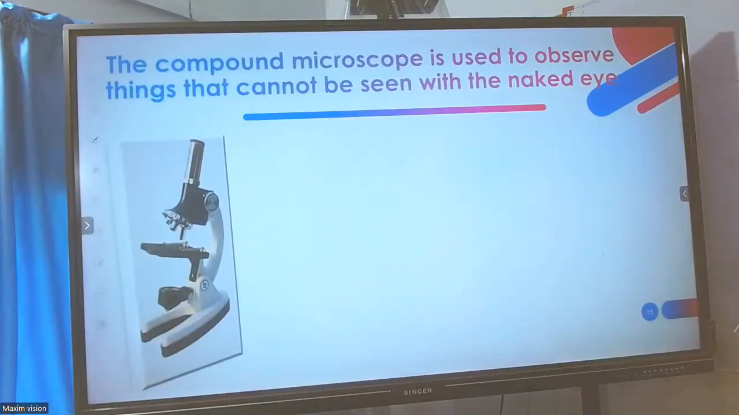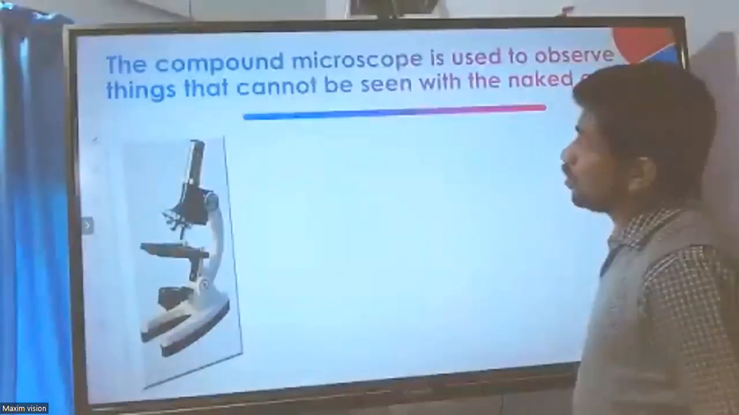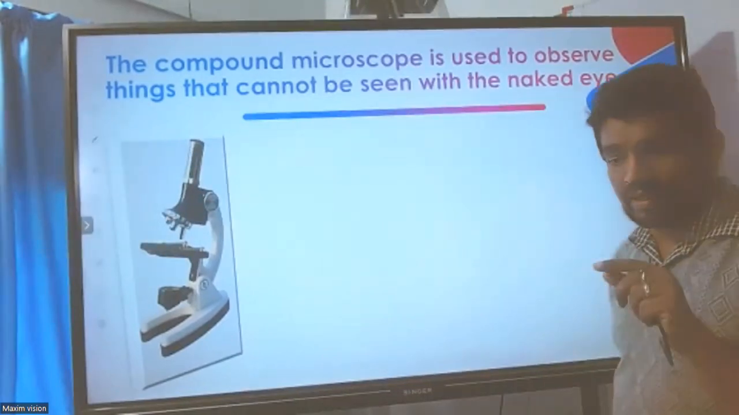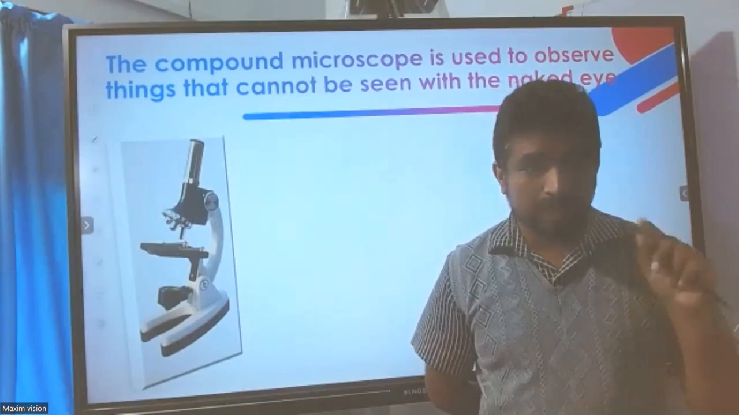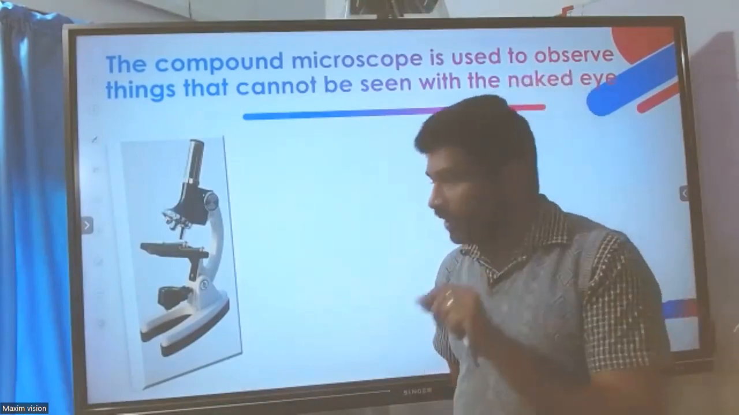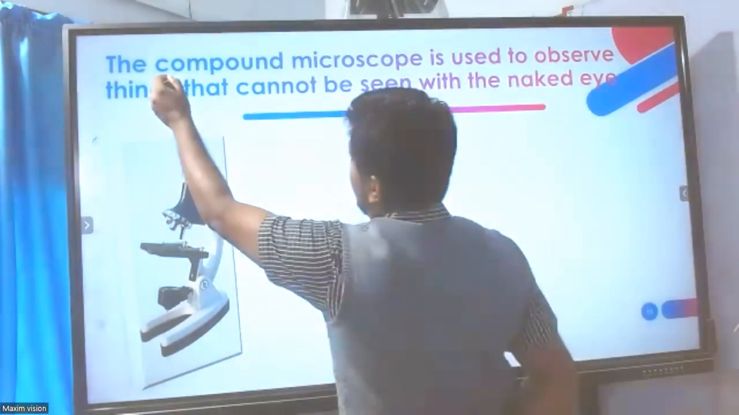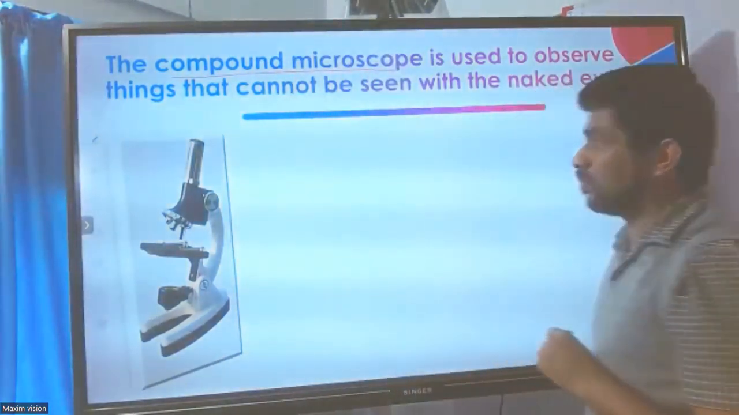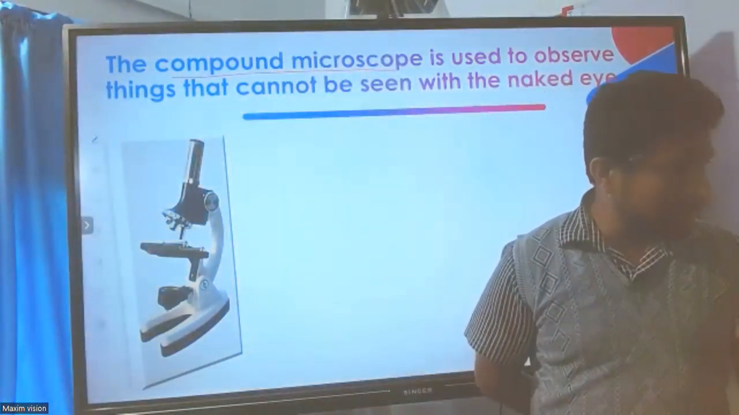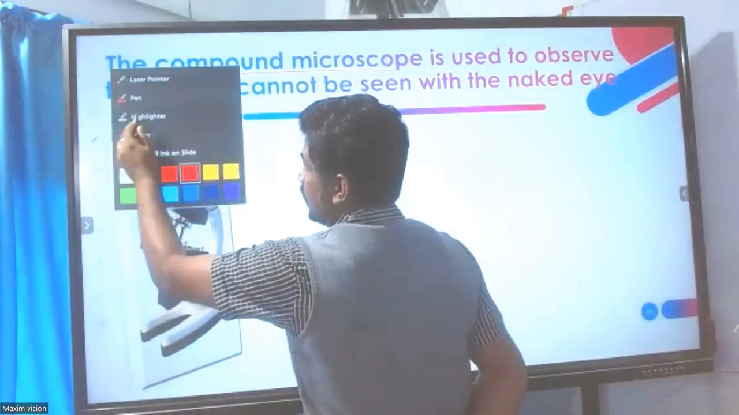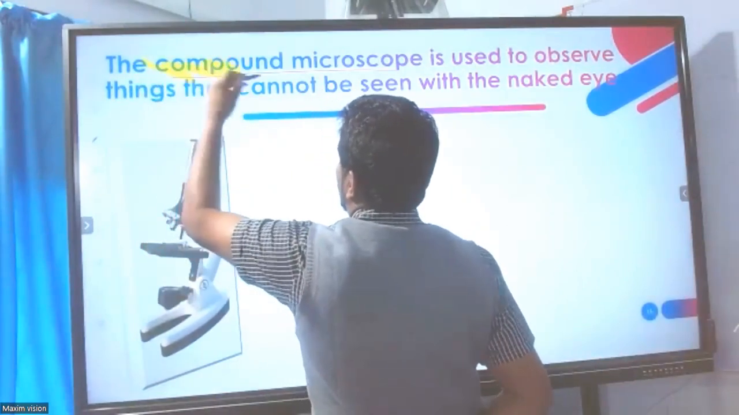Then look here at the compound microscope. What is this one we call? Compound microscope, right, is used to observe things that cannot be seen with our naked eye. Who cannot be seen through our naked eye? Microorganisms. Then what is the device we use to observe the microorganisms? That is called the compound microscope. Can we see the microorganisms through our naked eye? No. Then we use the optical device. What is the optical device?